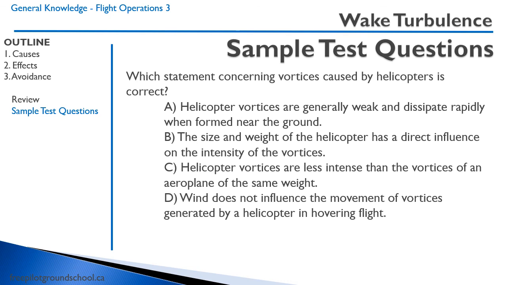C, helicopter vortices are less intense than the vortices of an airplane of the same weight. No, that's not correct. Like we said earlier, vortices are directly proportional to lift, which is exactly the same as weight. So a higher weight for any aircraft will end up with the same vortices. D, wind does not influence the movement of vortices generated by a helicopter in hovering flight. No, that's not correct. Wind moves the vortices. So correct answer B.